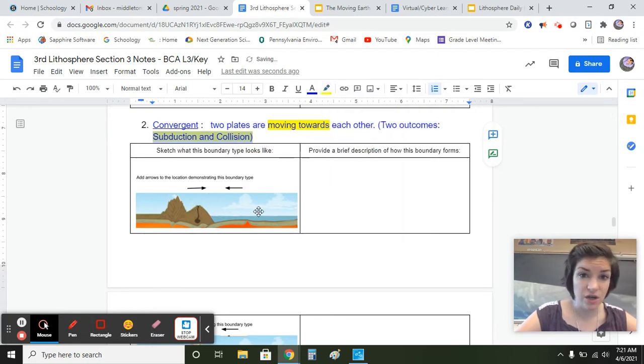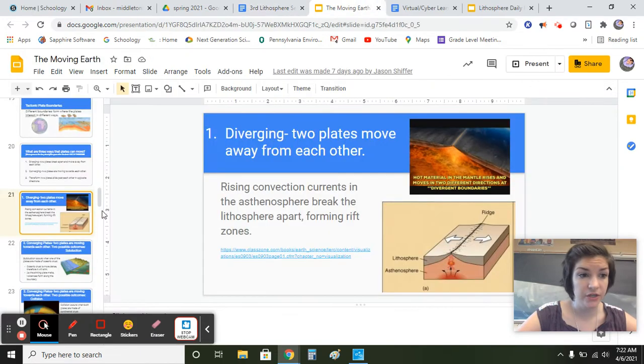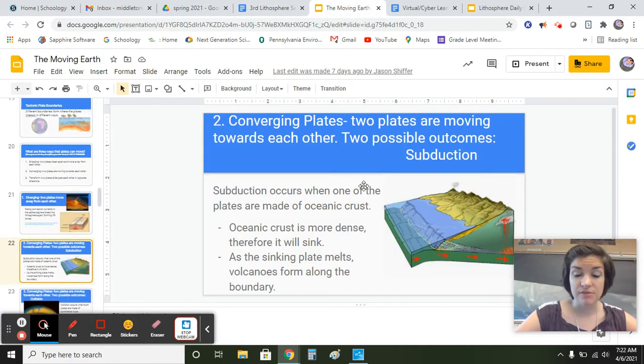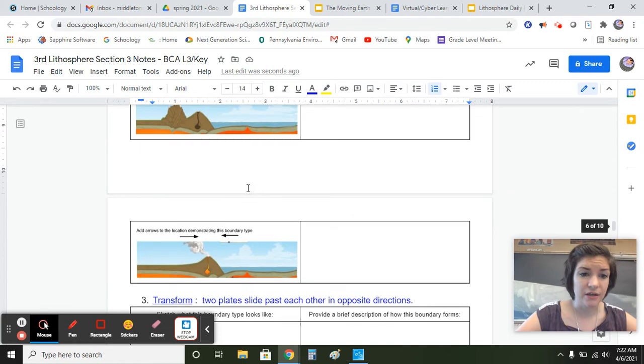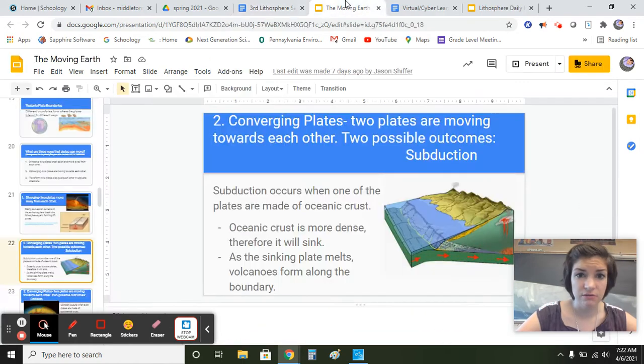All right, so let me look here. Subduction, so this is the first one. You can see from the little GIF here, you have this oceanic plate, which we already talked about being more dense. It's going to sink back into the mantle. It'll start to melt, and it will make a line of volcanoes where subduction is happening. So that's one of the kind of cool features about it. So here is subduction.